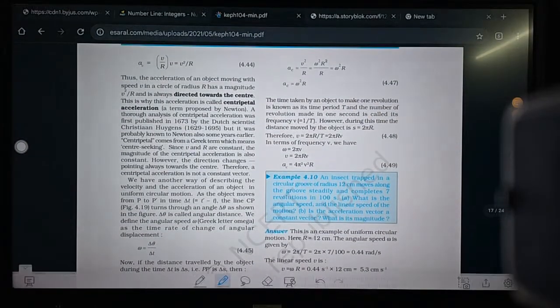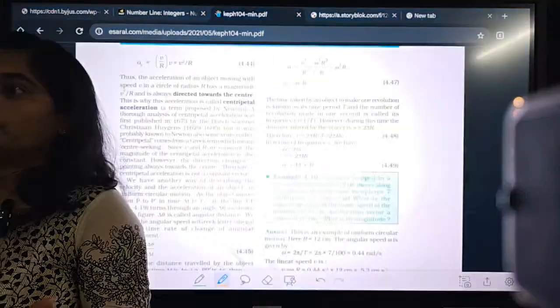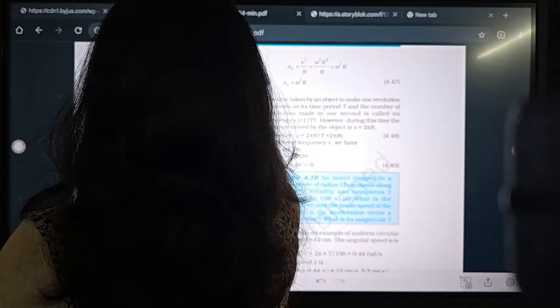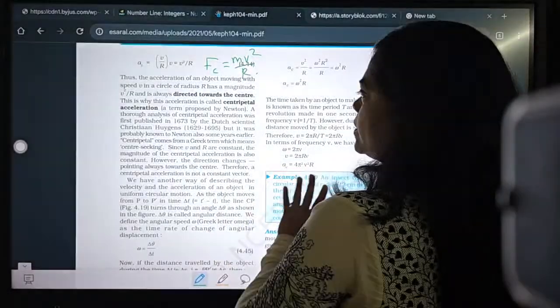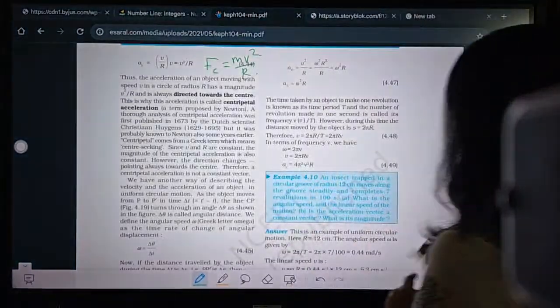It is directed towards the center. What is the centripetal force? Force is mass into acceleration. If you want to write the centripetal force, it is mv square by r. So it is always directed towards the center. You can go through all this.